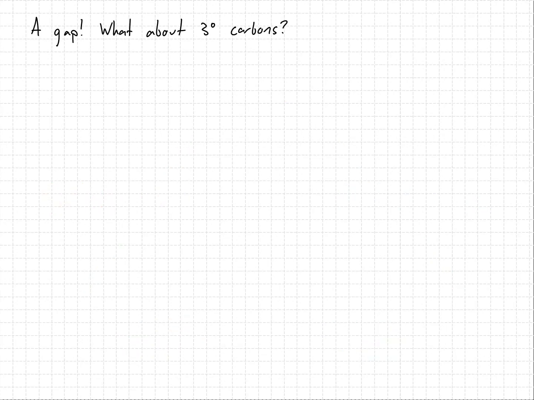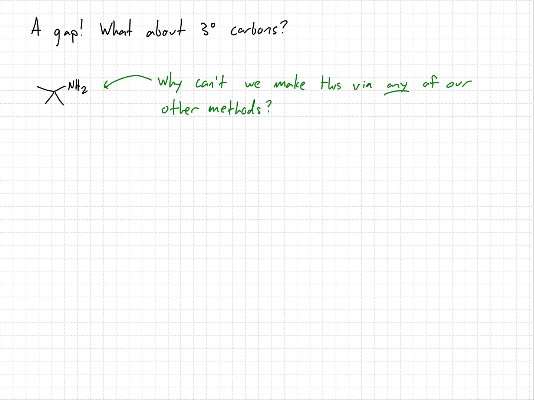What you may have noticed is that the synthetic methods we've discussed so far have a gap. None of them are able to prepare amines at tertiary carbons, like for instance tert-butylamine. Think about the methods we've discussed so far and figure out why we can't make this via any of our other methods. There is a method that exists in order to prepare this, which is known as the Ritter reaction.